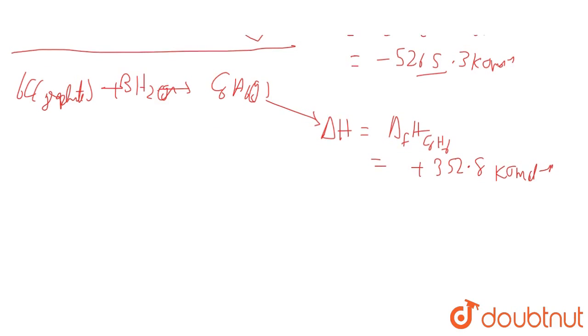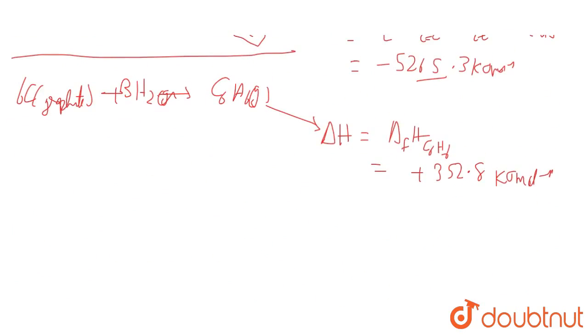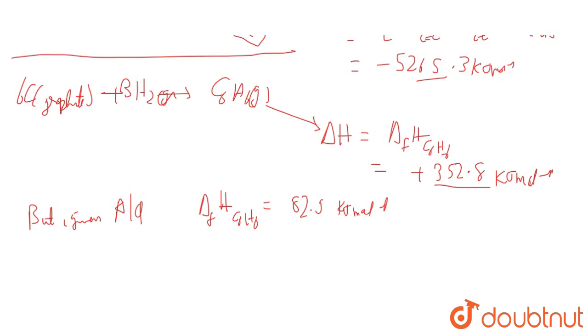to be 352.8, but if we see the given, according to question, the heat of formation of benzene is 82.9, and we have found that the heat of formation of benzene is 352.8. So, according to question, heat of formation of C6H6 is given, that is 82.9 kilojoule mole inverse, but here we have found that the heat of formation of benzene is 352.8.